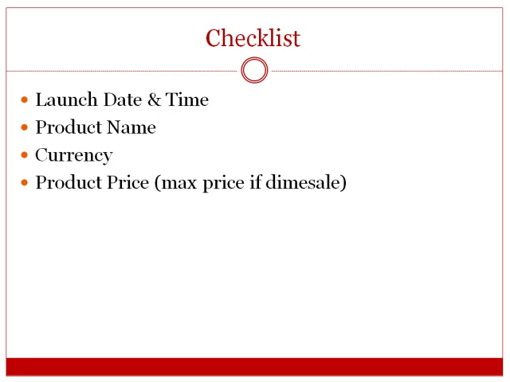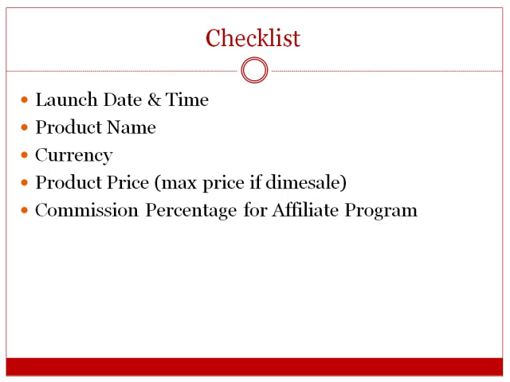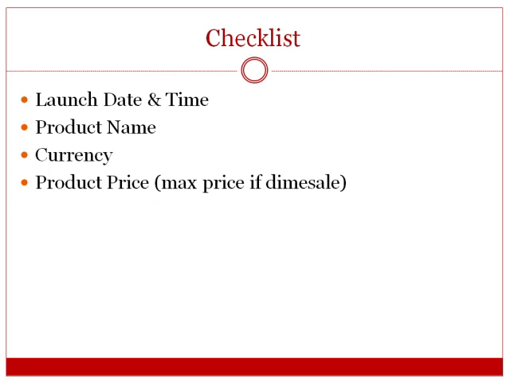You want to know the product price. If you're going to be using dime sales, then this product price will be the maximum price. So if you're going to do dime sales and the maximum that you wanted the product price to be was, let's say, $17, and you start the dime sale at $1, then every time somebody buys, it's going to up itself until it hits $17. So that would be the product price. And this is the same with recurring products, one-time products, and so forth.